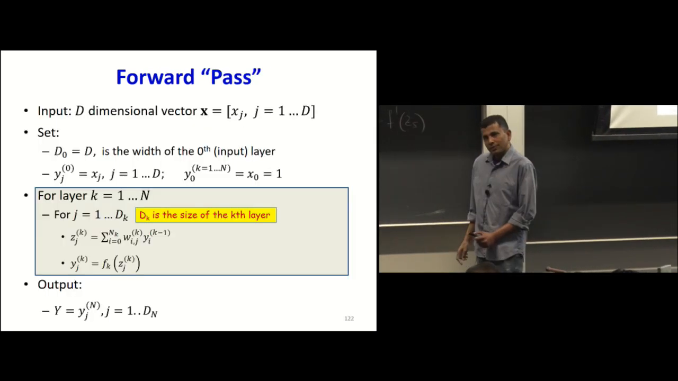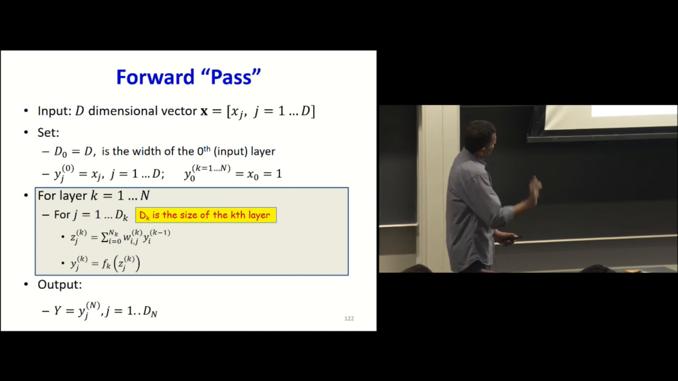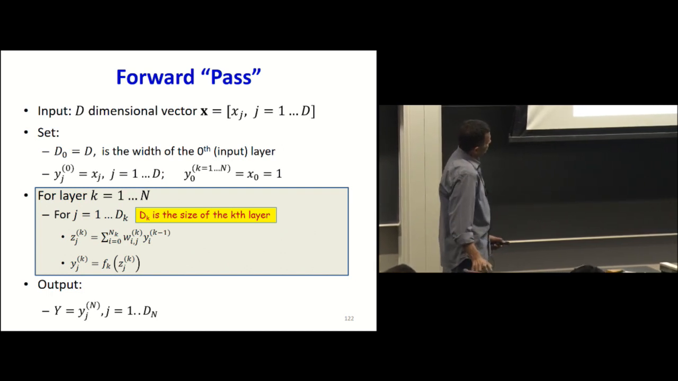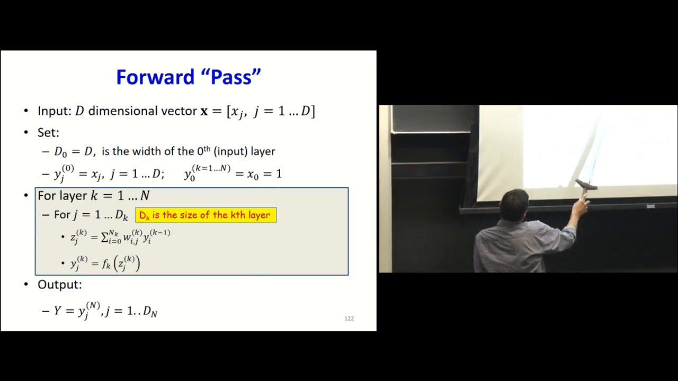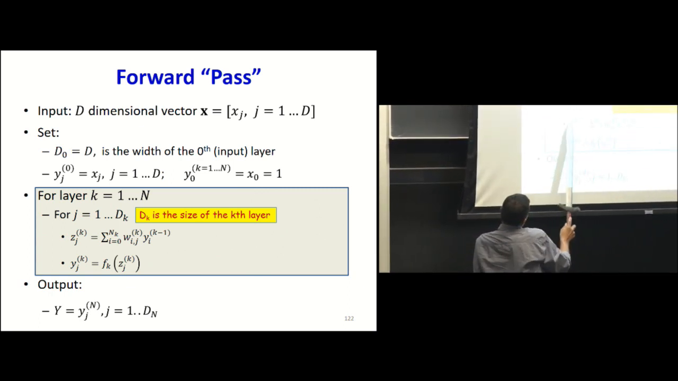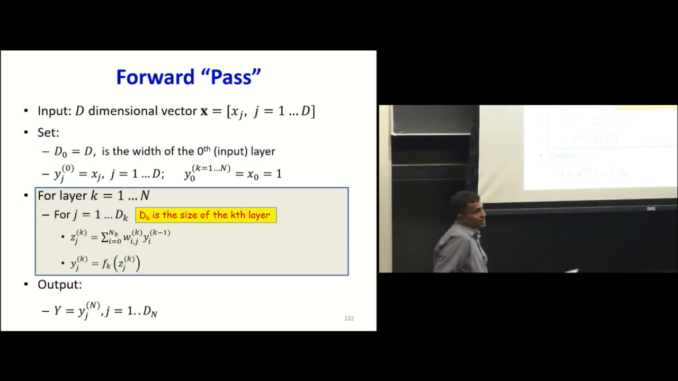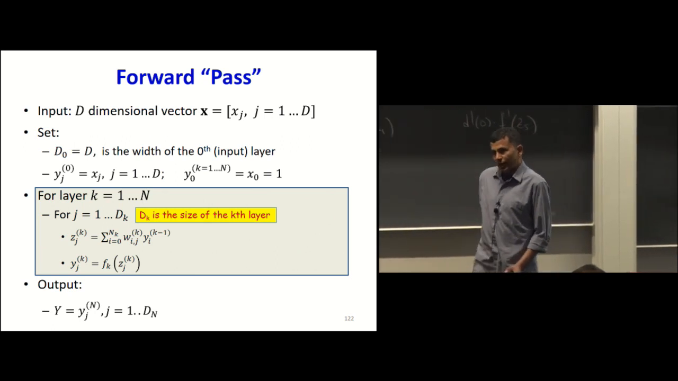But once you've done this, here is the little pseudocode for how you would do this. I'll skip the pseudocode. Just point out that we're going through each layer, and for each layer we're going over all of the perceptrons, computing the affine combination, and then passing the affine combination through the activation for that layer, which can be different from layer to layer.